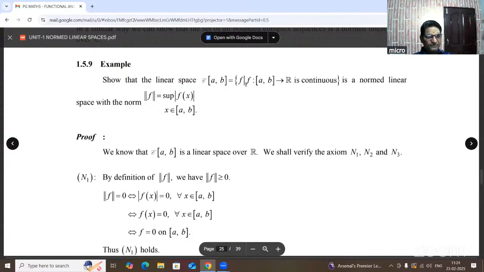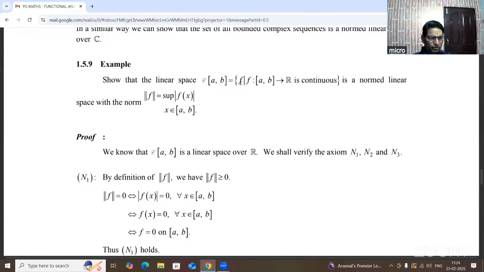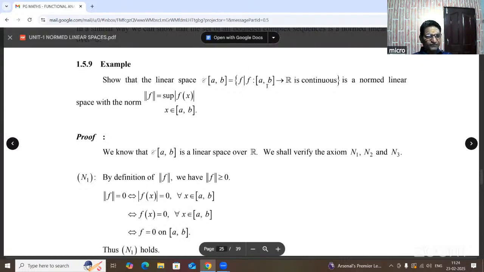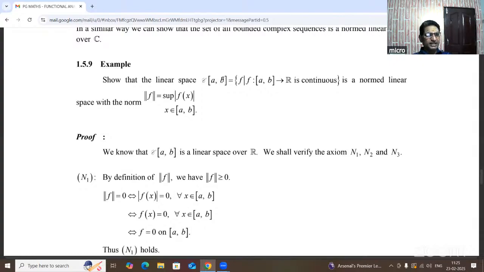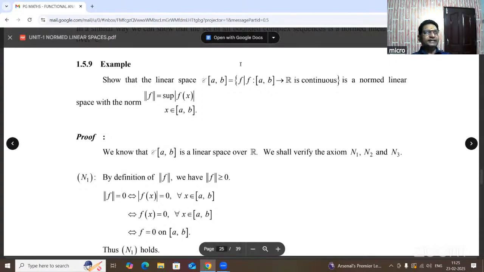Take f, g, h. f is defined from the interval [a,b] to R. This is the real valued continuous function mapping. f is defined from the closed interval [a,b] to R. Suppose you take g, which is defined from [a,b] to R. h is also defined from [a,b] to R. So these functions are in the set of all bounded continuous functions, and this is also a normed linear space. In the exam, prove that C[a,b] is a normed linear space. That is simple: C[a,b] is a normed linear space.